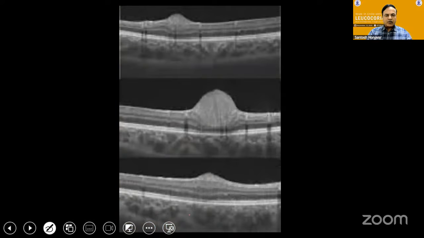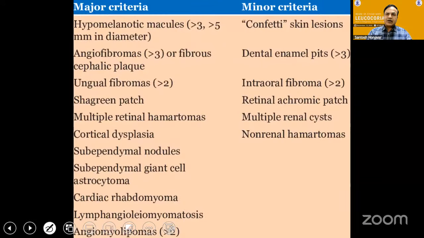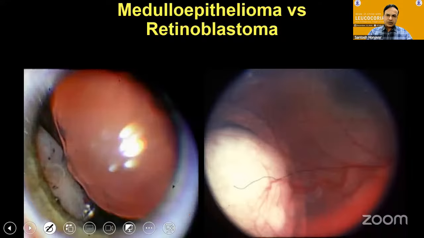And if you have any doubt at all, OCT sorts it out. Because whenever a child has astrocytoma, you have to look for the signs of tuberous sclerosis. These are some of the major and minor criteria for tuberous sclerosis. The last important lesion that's a simulator is medulloepithelioma.